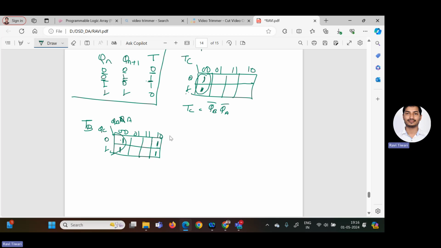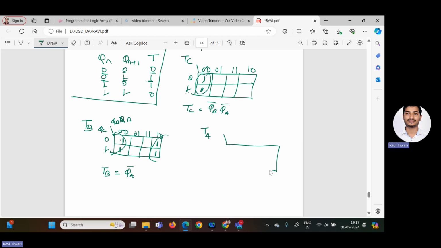So here we can make a combination like this, and this QC will cancel out. Here, this QB is also cancelled out. Only QA bar will come. So TB will be equal to QA bar. Similarly, we have to find out the value of TA.